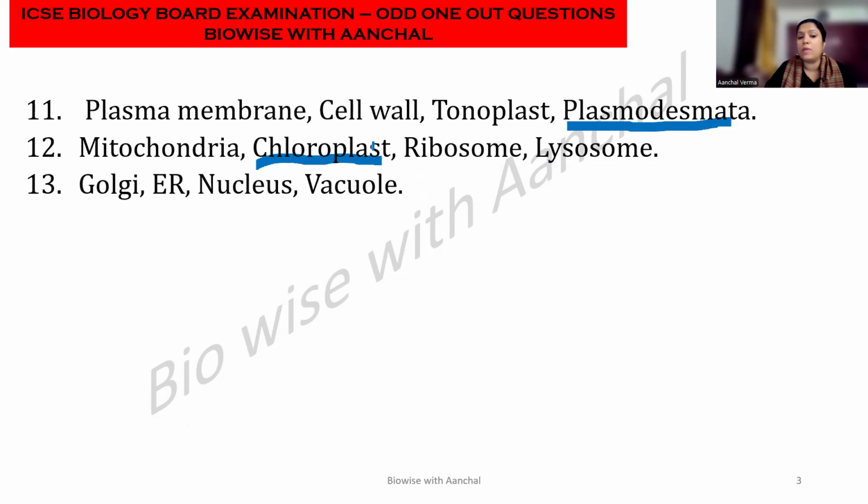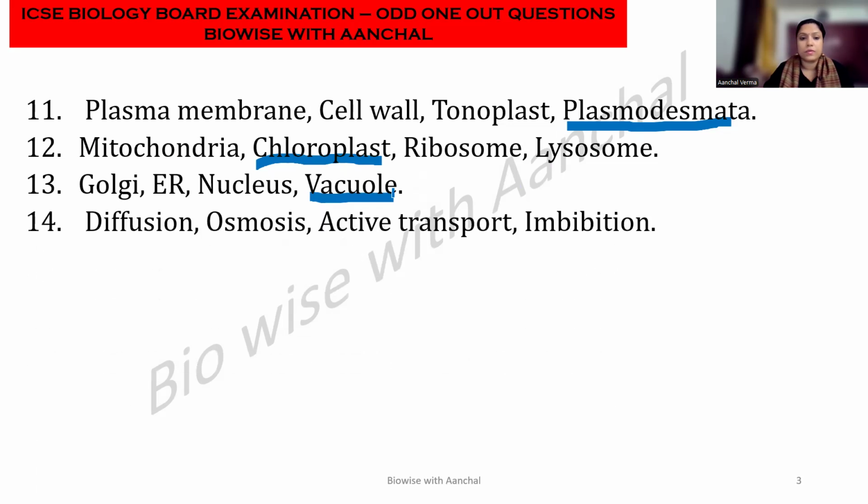Golgi apparatus, endoplasmic reticulum, nucleus and vacuole. Here the odd one out will be vacuole. Why vacuole? Because the rest are all organelles, but vacuole is an inclusion, a cell inclusion. I hope you know the difference between cell inclusion and cell organelles. Next one, diffusion, osmosis, active transport, imbibition. Now, diffusion, osmosis, and imbibition are all a kind of passive transport. So here the odd one out will be active transport because the rest are all passive transport, or they do not require energy for the process.